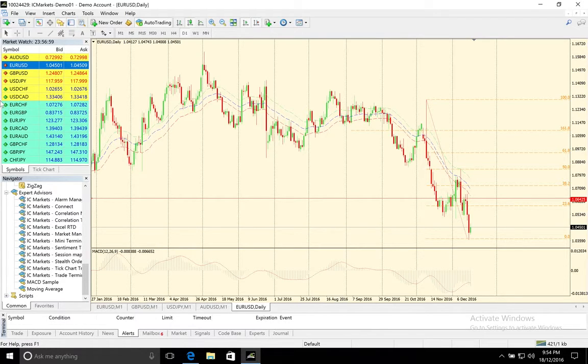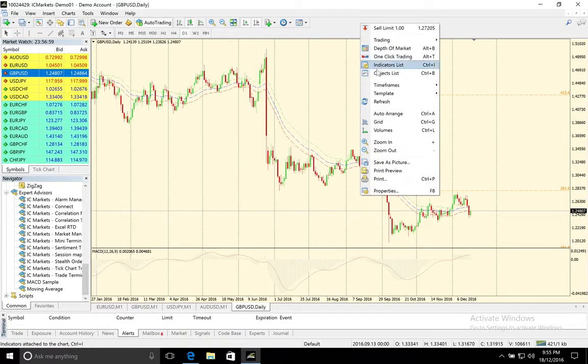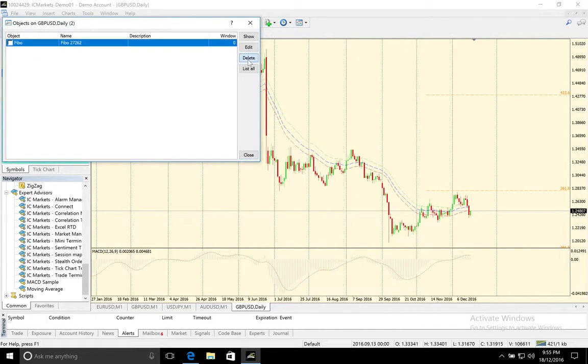Okay, now let's check British pound and USD. British pound and USD, my bias right now is on the sideways market. So if I remove all those Fibonacci's, delete, and object, horizontal line, delete, and Fibonacci numbers, delete.